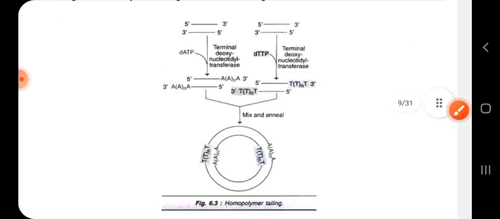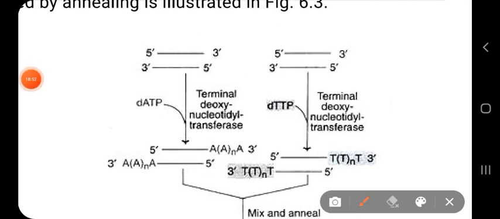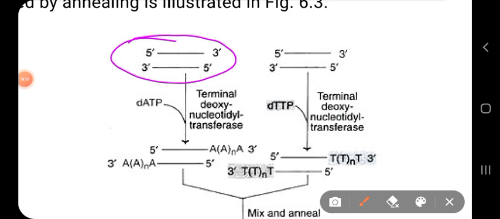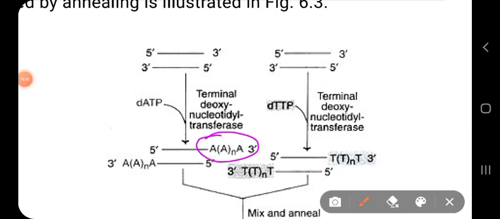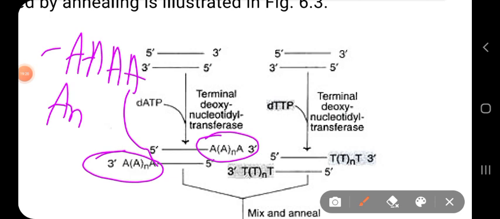Let us see. You can see in this figure that this is a DNA where you are adding dATP, that means deoxyadenosine triphosphate. With the help of terminal deoxynucleotide transferase, we are extending the 3' end with adenine. So the 3' ends are being extended with adenine. A to the power n means multiple adenine residues are being added to the 3' end.